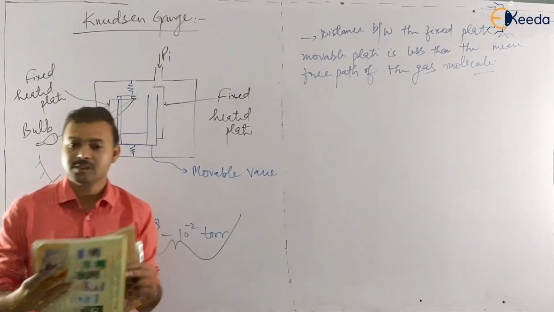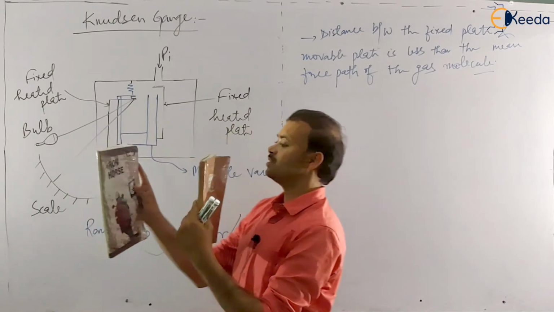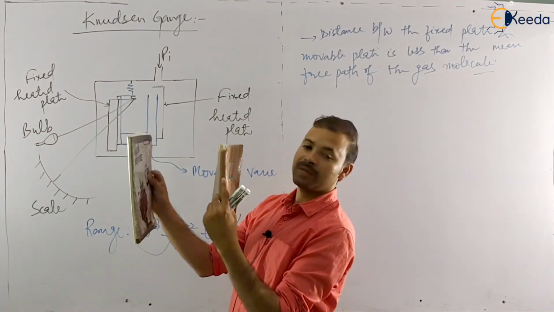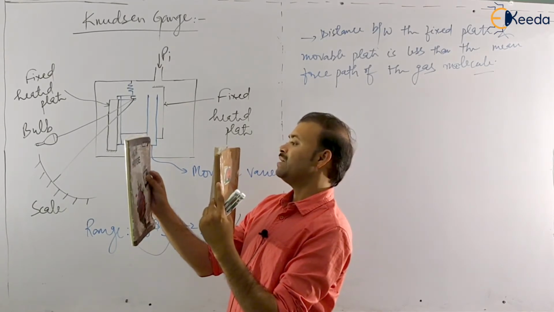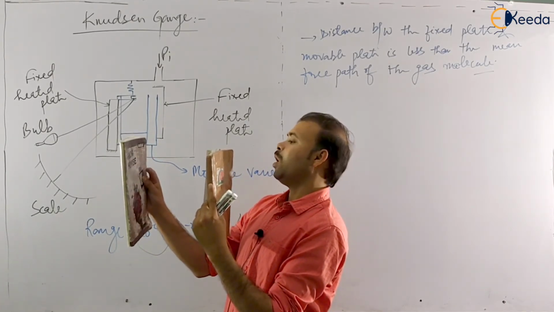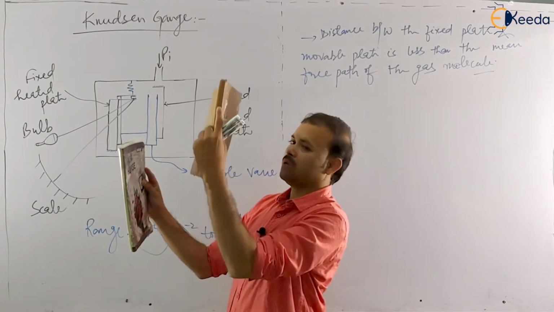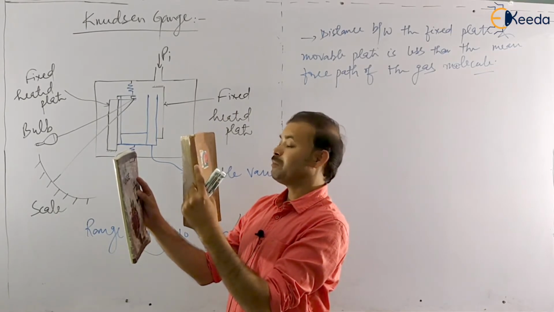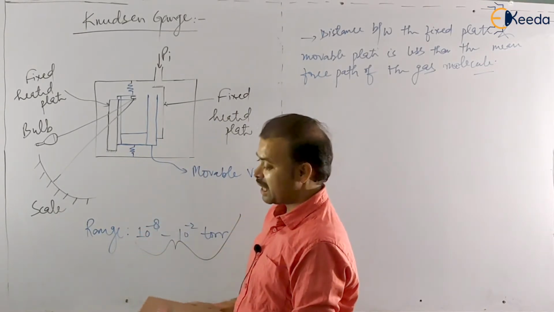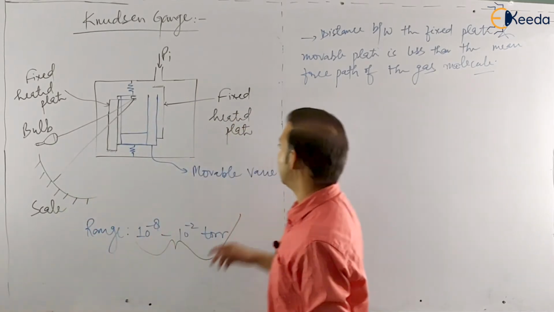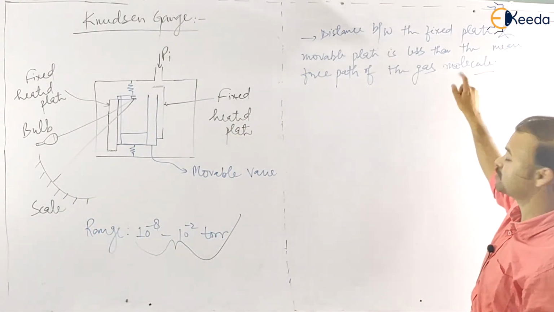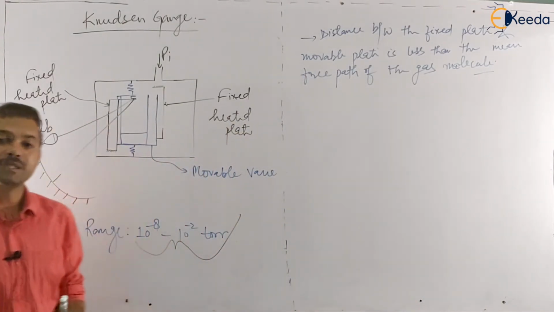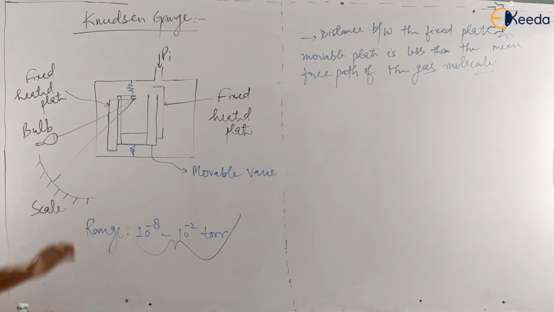So this is the lowest plate, which is fixed, and there is a plate in between. The distance between the plate in between and this plate, or the plate in between and that plate, is equal, and that distance is less than the mean free path of the gas molecule. Okay, clear?